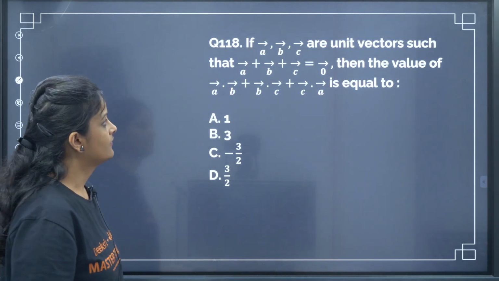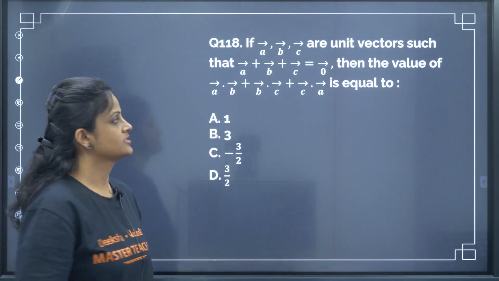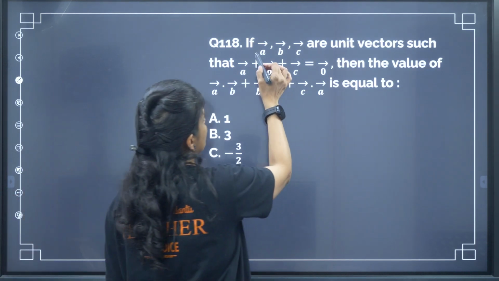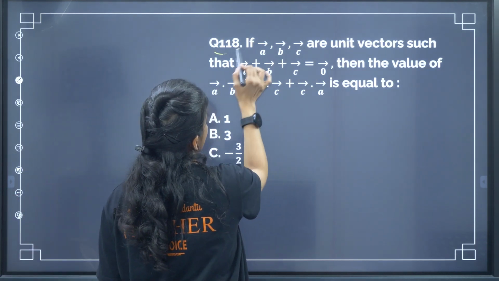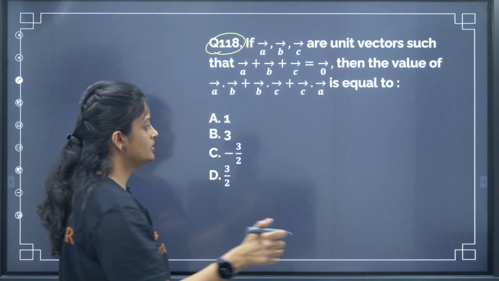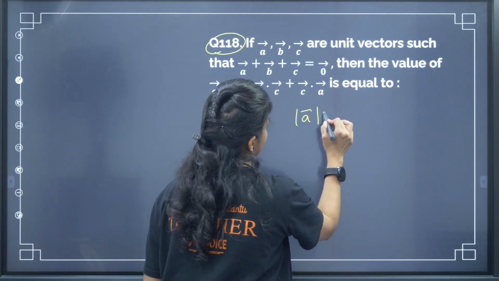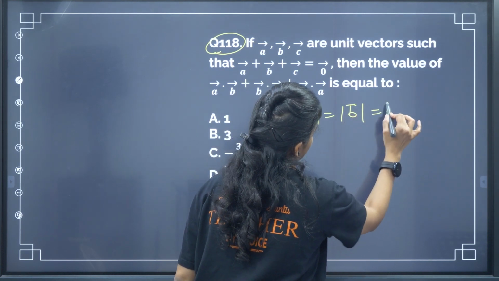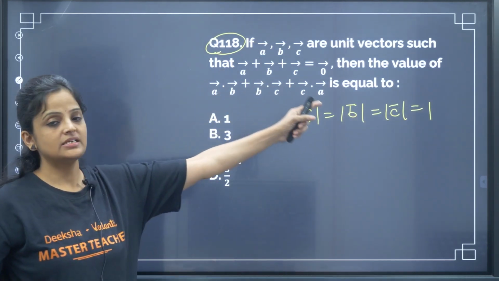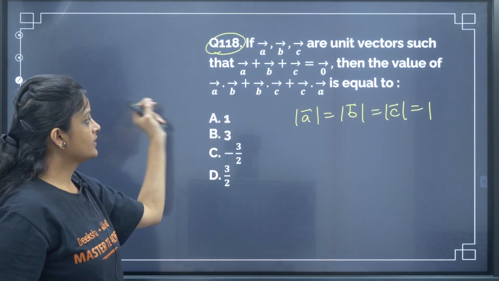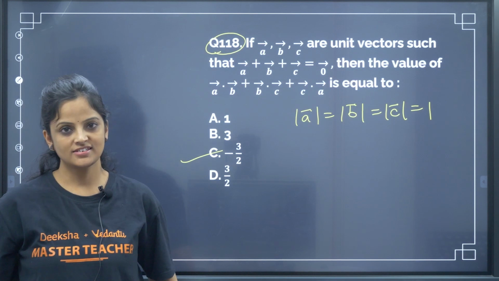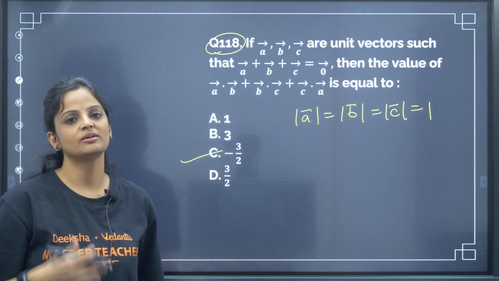So here we have a standard vector question. Many times they have asked this already. I hope everyone has seen this question already. 118th: A, B, C are 3 unit vectors. 3 unit vectors means the magnitudes of those will be equal to 1. Right? And A plus B plus C is equal to 0. What is the value of A.B plus B.C plus C.A? And this is a direct answer, a standard result: it is minus 3 by 2.